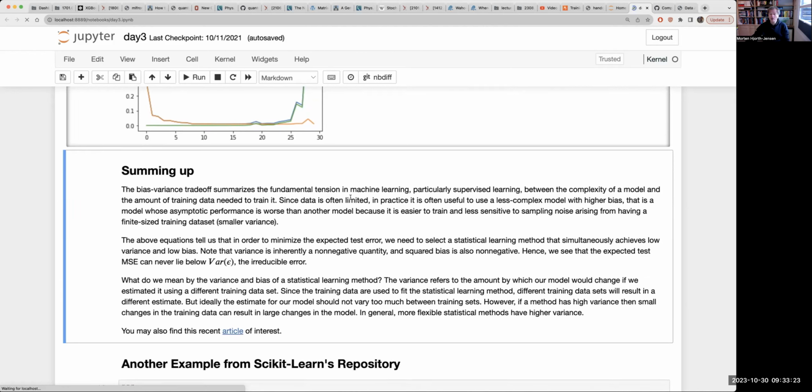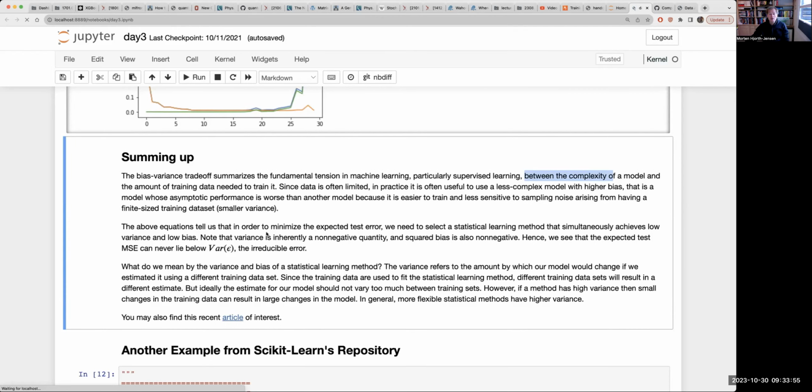So when we are summing this up, this bias-variance trade-off summarizes a fundamental tension in machine learning, particularly supervised learning, between the complexity of a model and the amount of training data needed to train it. Since data is often limited, in practice it is often useful to use a less complex model with higher bias, that is, a model whose asymptotic performance is worse than another model, because it's easier to train and less sensitive to sampling noise arising from having a finite-sized training set, smaller variance.